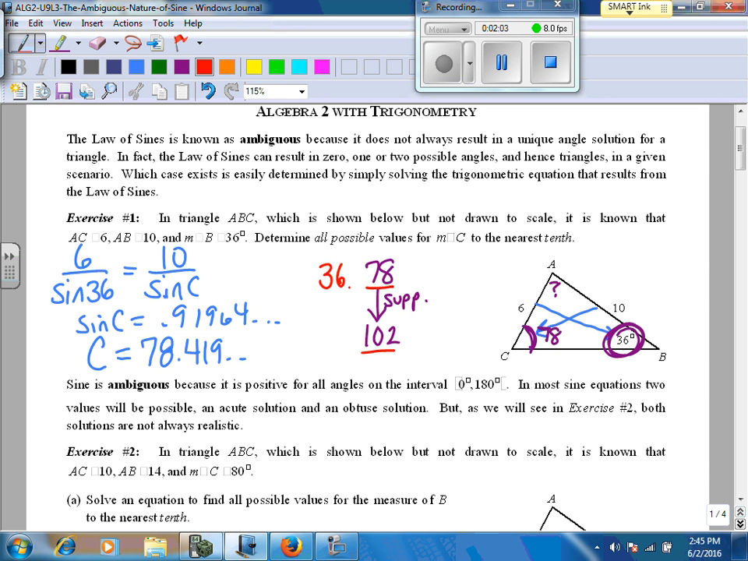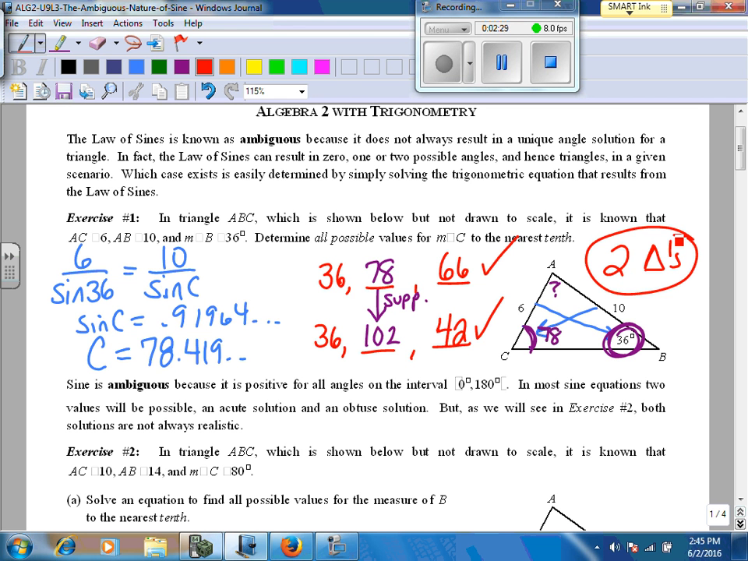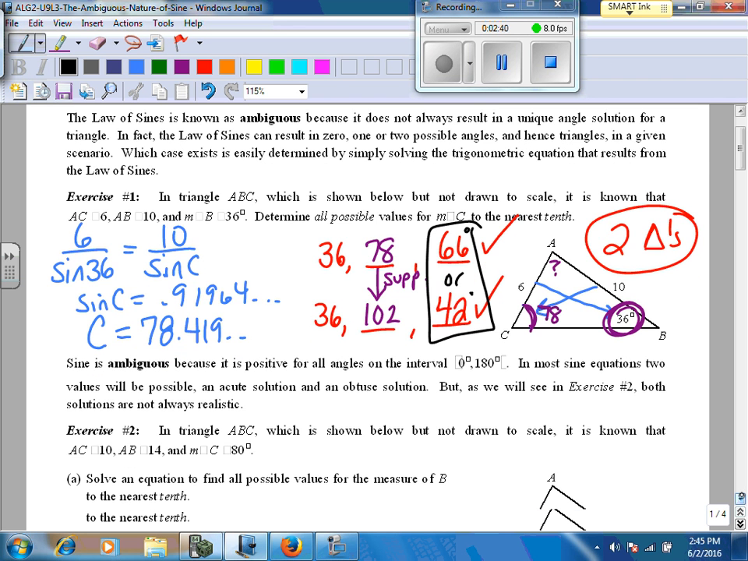We know that 36 degrees has to be part of the triangle. So now we have to ask ourselves, is there room for a third angle? Well, here, yeah, 36 plus 78, there's 66 degrees left. So that triangle would work. 102 and 36 is 138, so that would leave you with 42 degrees, so that triangle works as well. So in this case, given this information, there would actually be two possible triangles that we could draw there. Or actually the question was asking for the possible measures for angle C, so it would be either 66 degrees or 42 degrees. We're going to talk more about the possible triangles in the next one.